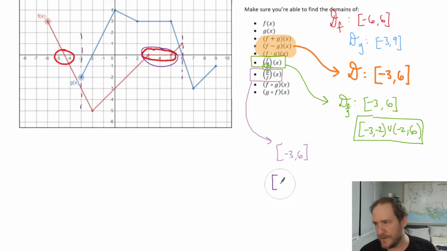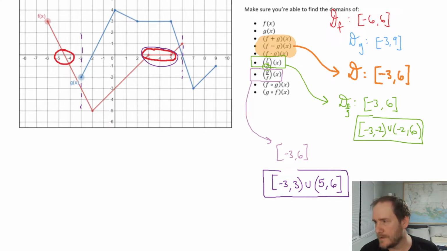So we will now go from -3 up to +3. And I can't include +3 because that's a 0. Then I won't pick up again until 5. And I won't include 5 because that would be division by 0 again. And from 5 I'll go all the way to 6. And 6 is a-okay. So there is your domain for g over f. All right.